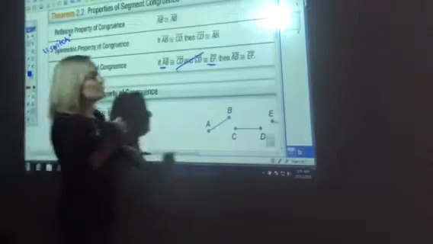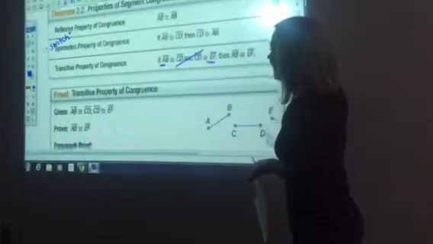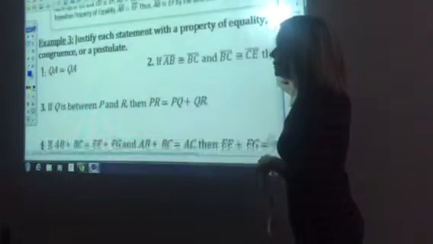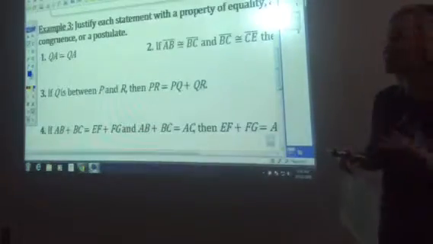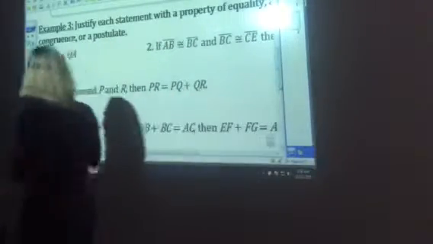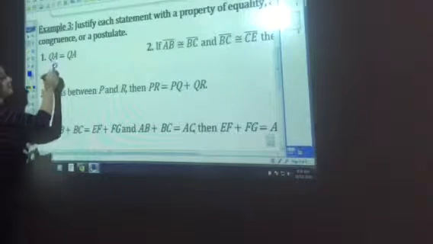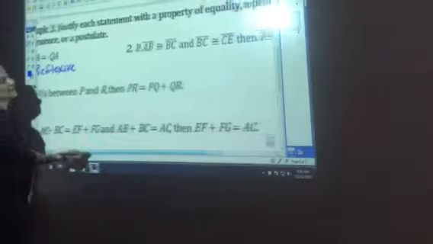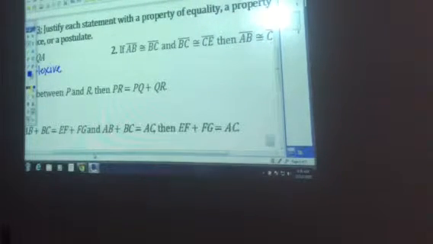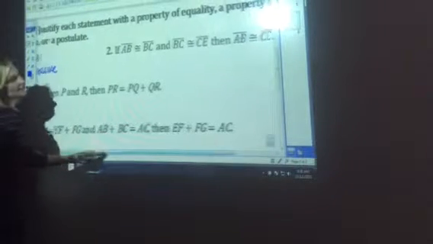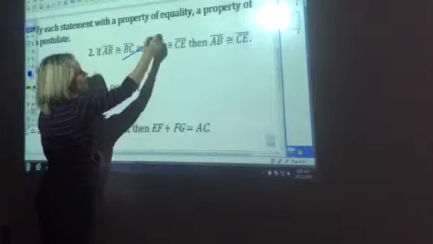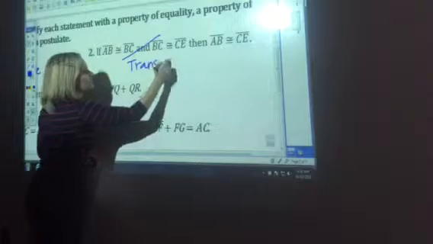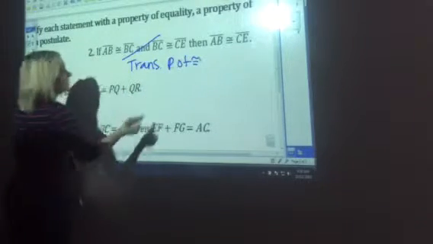Here's a proof proving the transitive property, and I'm not really going to go in depth there, but that's pretty much showing you why the transitive property is correct. You're also going to have something on your worksheet where I'm going to ask you to state the property. So for number 1, QA is equal to QA, that would be the reflexive property, the same on both sides. Number 2 says if AB is congruent to BC and BC is congruent to CE, then AB is congruent to CE. Again, they cut out the middleman right here. So yes, it's the first and the last. That would be the transitive property, and you could say congruence if you want to.